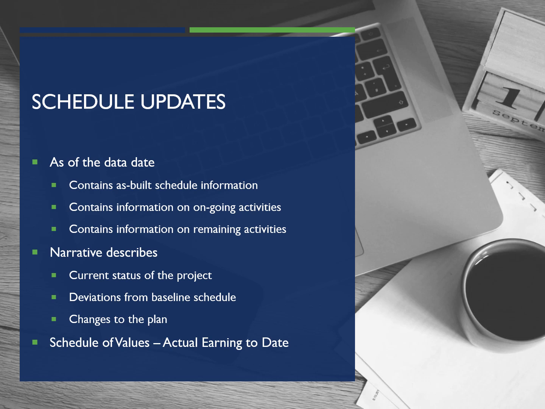The contractor provides a narrative that describes the update and the current status of the project. It describes any deviations from the original plan or baseline schedule, and any changes we've made to the plan downstream to mitigate delays. The schedule of values shows actual earnings to date. With each and every update, it also shows what was billed for that month or payment period.